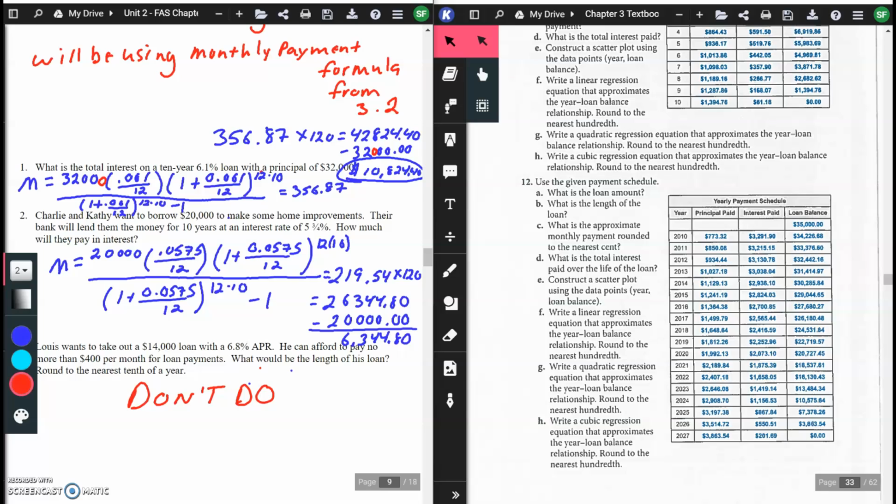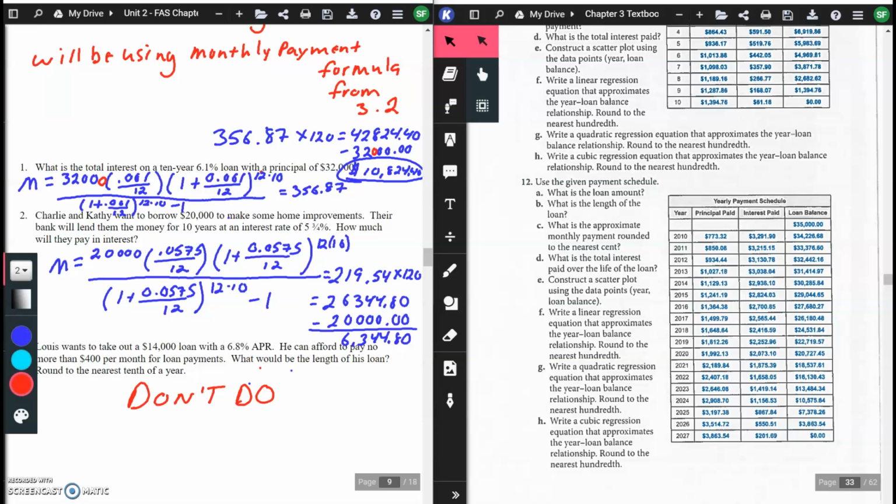Question 2. Charlie and Kathy want to borrow $20,000 to make some home improvements. Their bank will lend them the money for 10 years at an interest rate of 5 3/4. So that's 5.75%. How much will they pay in interest? So again, plug all your numbers in. Principal's $20,000, interest rate 5.75%, as a decimal is 0.0575. The length is 10 years, so that's T. Plug all those numbers in. You're going to find your monthly payment. Your monthly payment is $219.54 off here to the side.